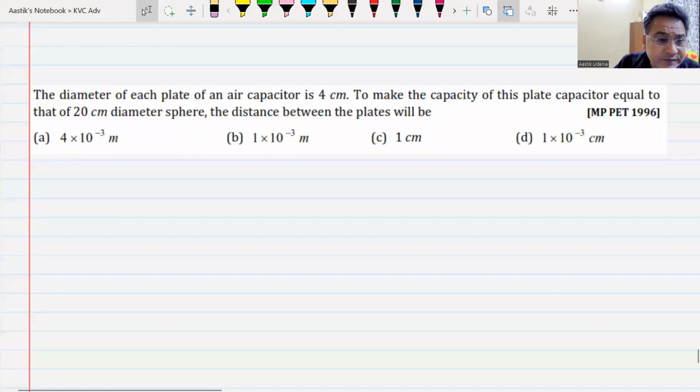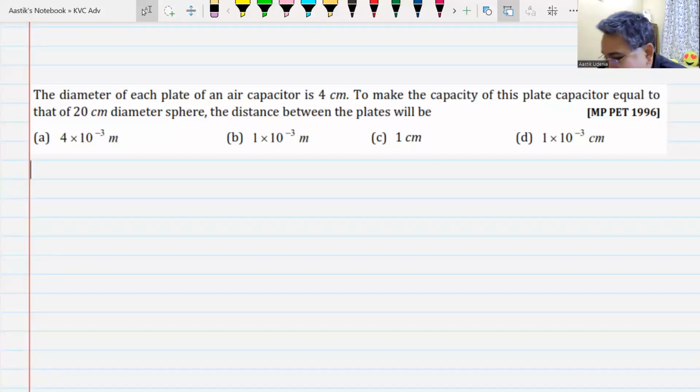Next is this one. The diameter of each plate of an air capacitor. When I say air capacitor, it means a capacitor filled with air. To make the capacity of this plate capacitor equal to that of a 20 centimeter diameter sphere, what should be the distance between the plates? I hope you have understood the question. I'll give you 2 minutes to give me the answer.